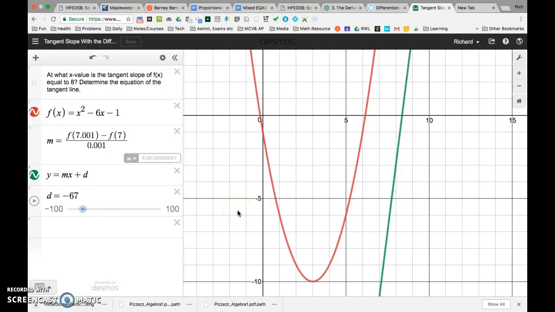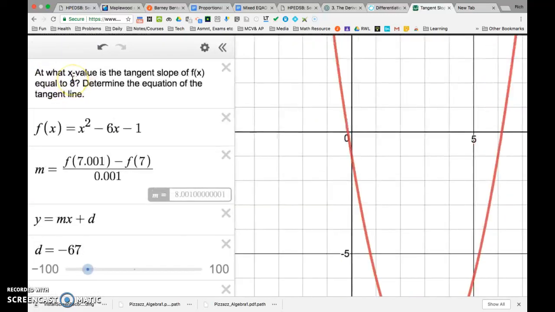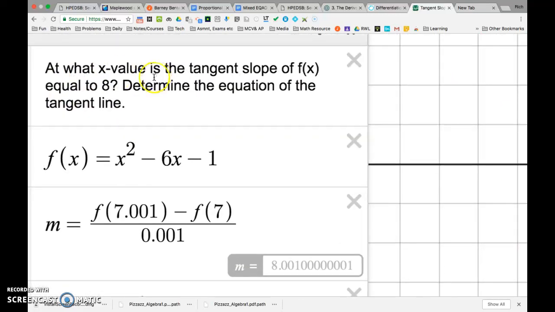I'm going to do a screencast for advanced functions, and I'm going to go through how to use a slope formula right here to figure out where a tangent slope is equal to a certain value. So here's the question right here. At what x value is the tangent slope of f at x, and this is how we're defining f at x, equal to 8? And then it says determine the equation of the tangent line. So those are the two things we have to do.